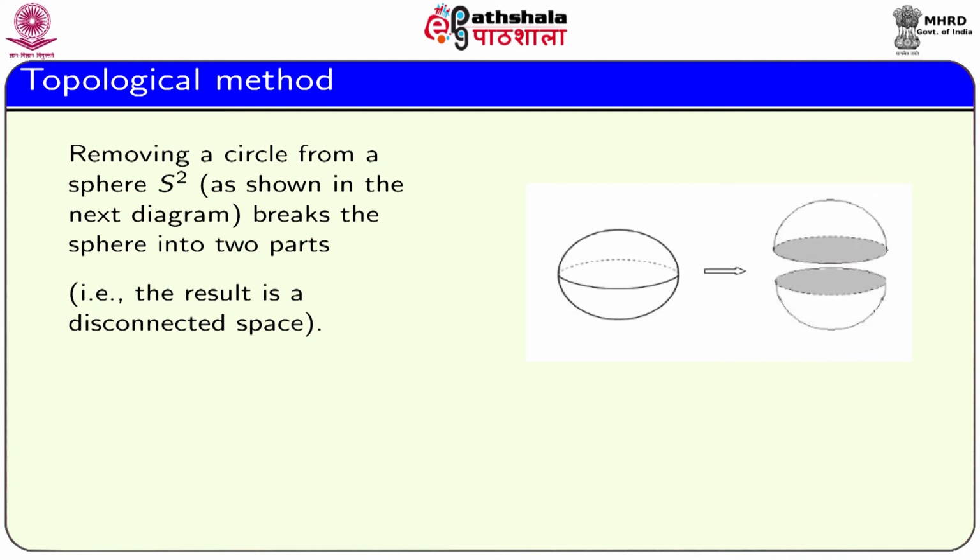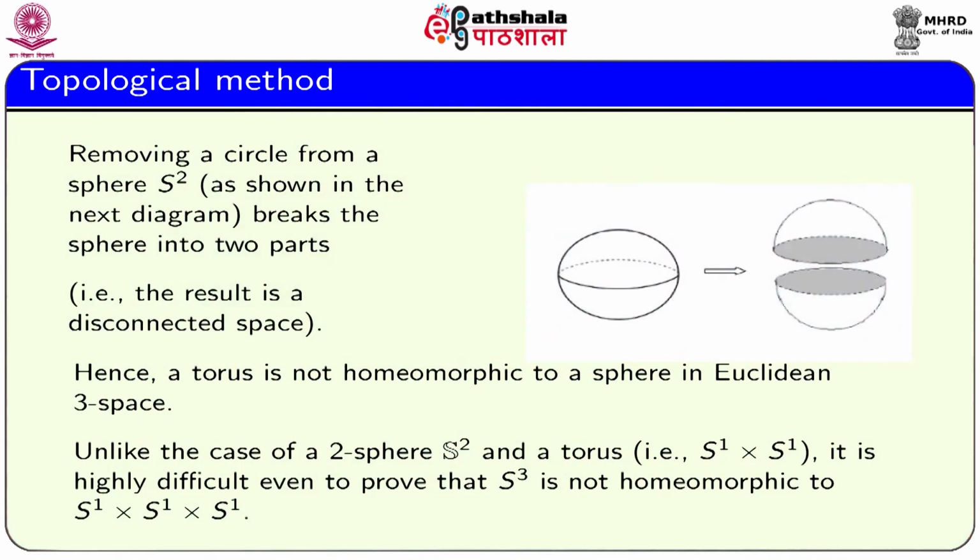But in the case of a sphere, if we simply remove this circle, then we are going to get two hemispheres, that is two components. Hence, by applying the same argument, we can say that the torus and the Euclidean two-sphere are not homeomorphic.